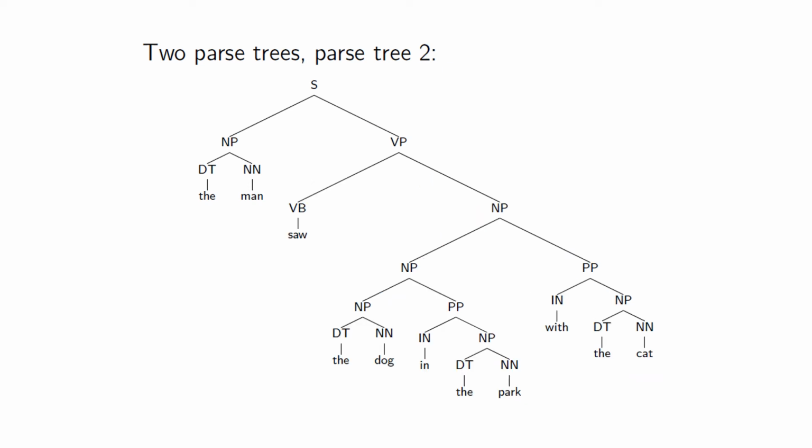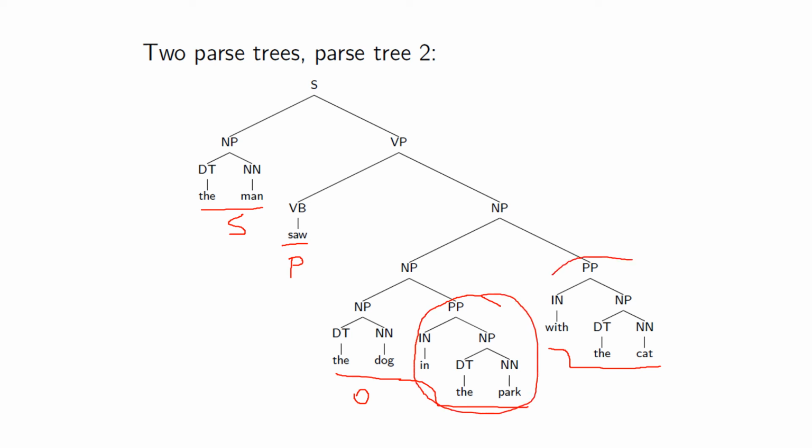And this is the second parse tree for the same sentence, so we can see how we can interpret the meaning of the sentence according to this tree. Again, the subject is the man, saw is the predicate, and now the object of the sentence is the dog in the park. The dog is the object, the dog is in the park, and the dog has company. He's with the cat.